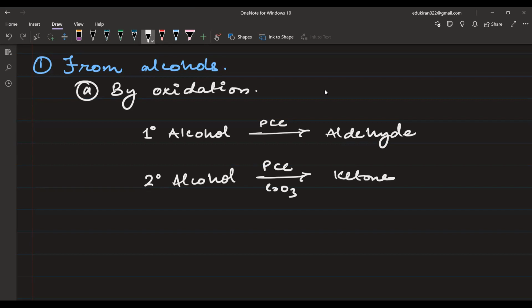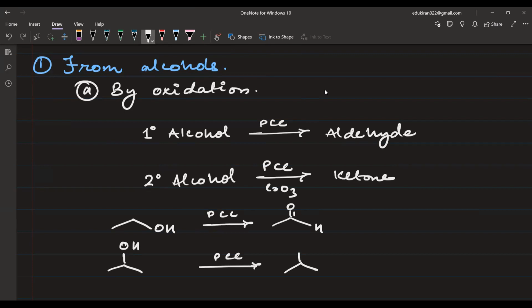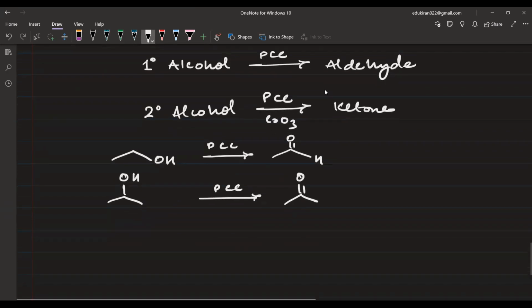So for example, if you have 1 degree alcohol, this is going to get converted to aldehyde. Whenever you have to do the transformation that they ask you, what is the reagent that is going to be used, always write PCC. But also remember there are other reagents that can be used, such as CrO3 in the case of ketone. But in the case of aldehyde, please remember just PCC, nothing else.